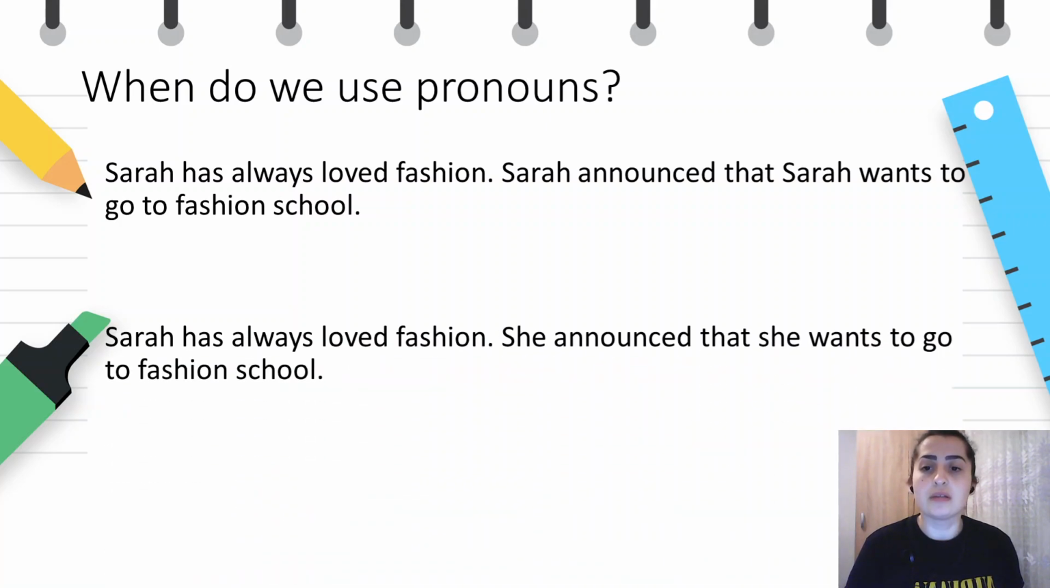So we have: Sarah has always loved fashion. She announced that she wants to go to fashion school. In this second example, we have the same sentences from before. Just instead of saying Sarah 3 times, we said it once at the beginning, and then we used pronouns. This way, the sentence sounds much more clear. It is much easier to say it and to understand it. So that is the reason why we use pronouns and when we use them.